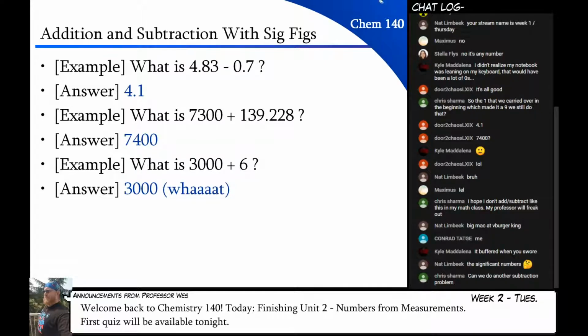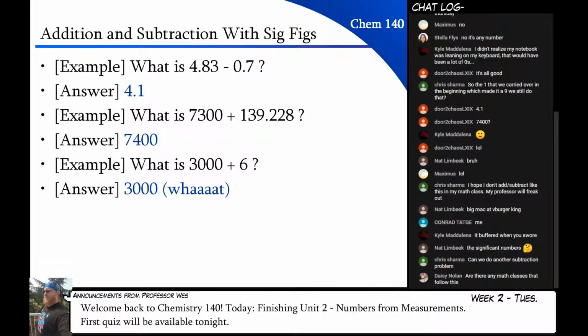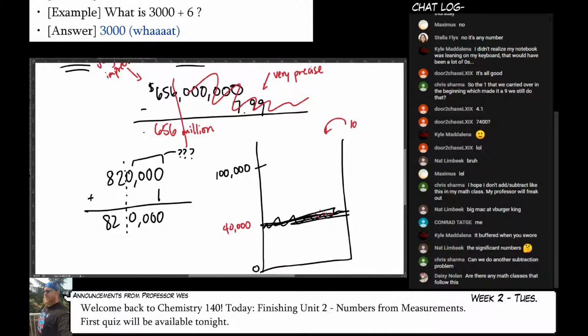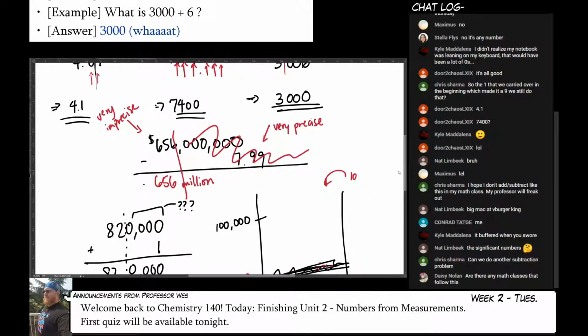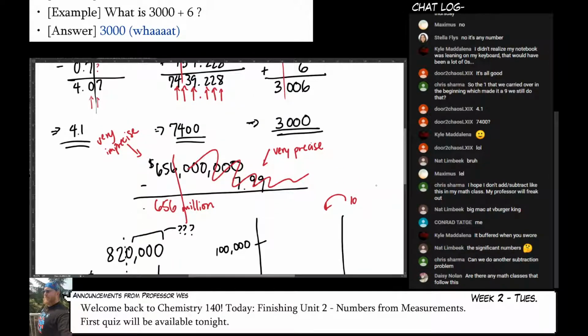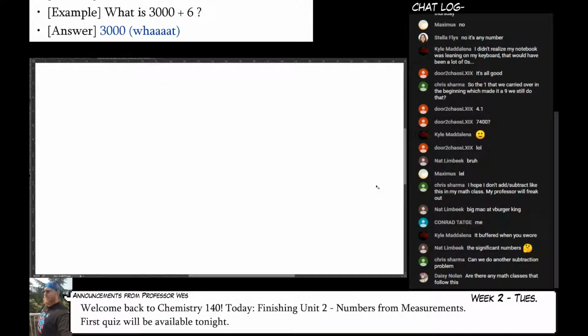Can we do another subtraction problem? Sure. Let me find this. And then I got confused on where I was clicking. There we go. Let's just get... Oops, I'm out of space. So we'll just select all. And it's gone.